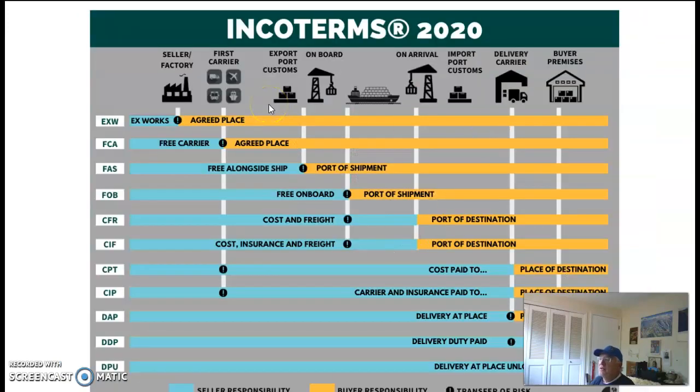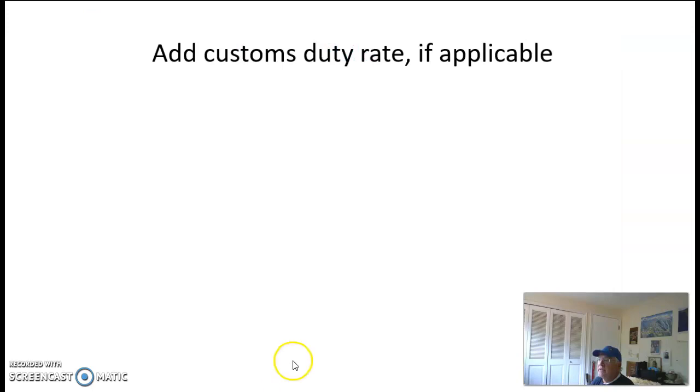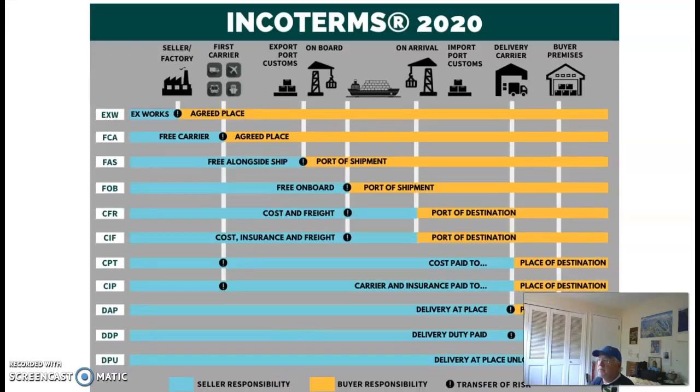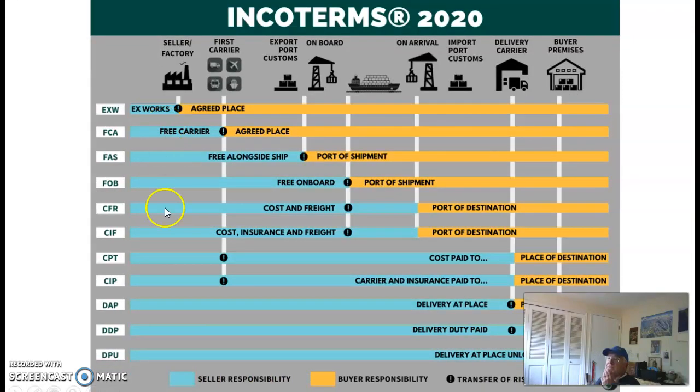Here's another, more complicated chart about Incoterms. What's interesting here is that the seller's responsibility is clearly in green, and the buyer's in yellow. Here's your FOB right there, free on board, which means the seller is bringing it to the port and putting it on the ship. When it drops over the rail, it is now owned by the buyer. That's how the yellow comes in here.